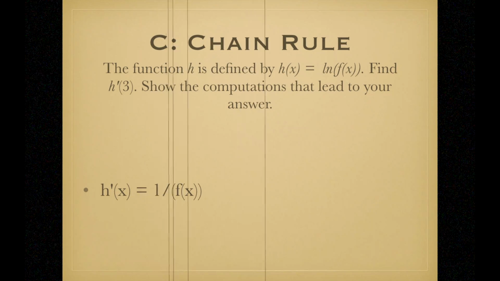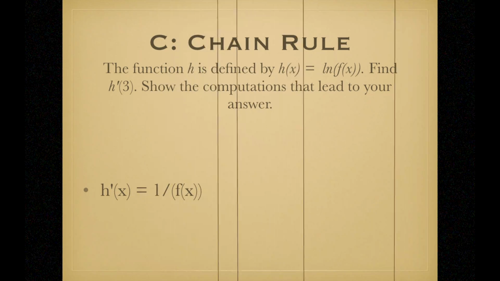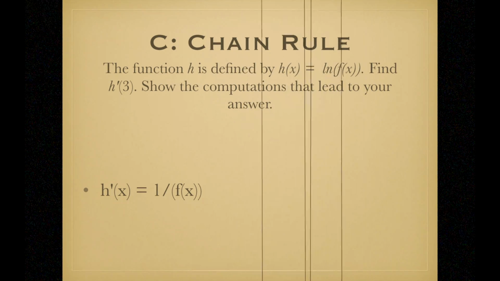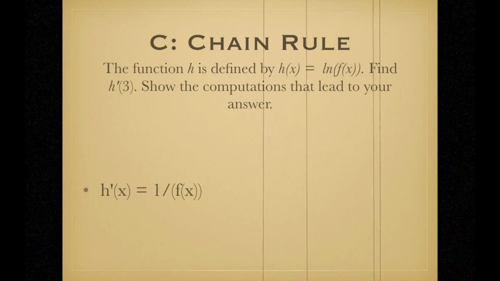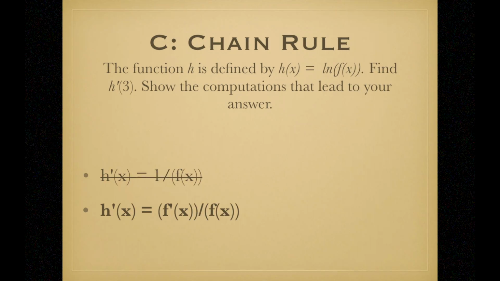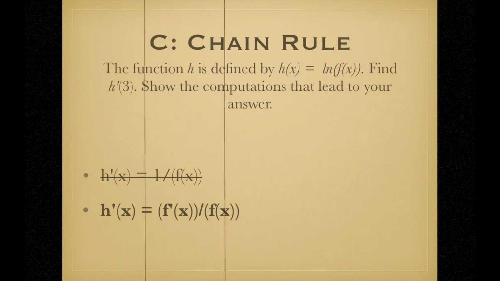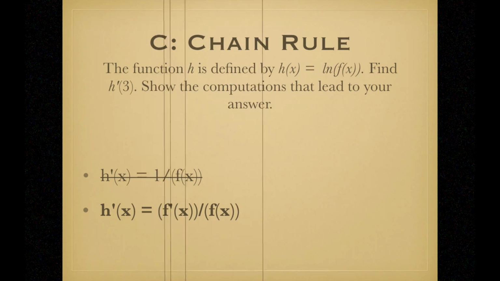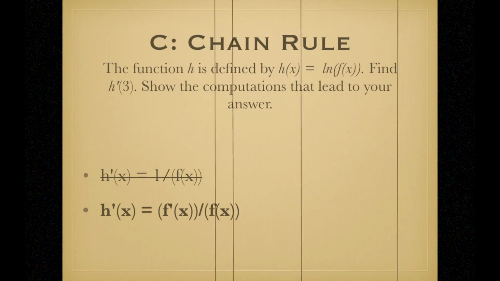At first glance, it might seem like the correct answer is what you're being shown right now, but we aren't deriving with respect to f of x, we're deriving with respect to x. We need to multiply by the derivative of the function in the parentheses, and that's f prime of x. So that gives us our correct function, which is right here.